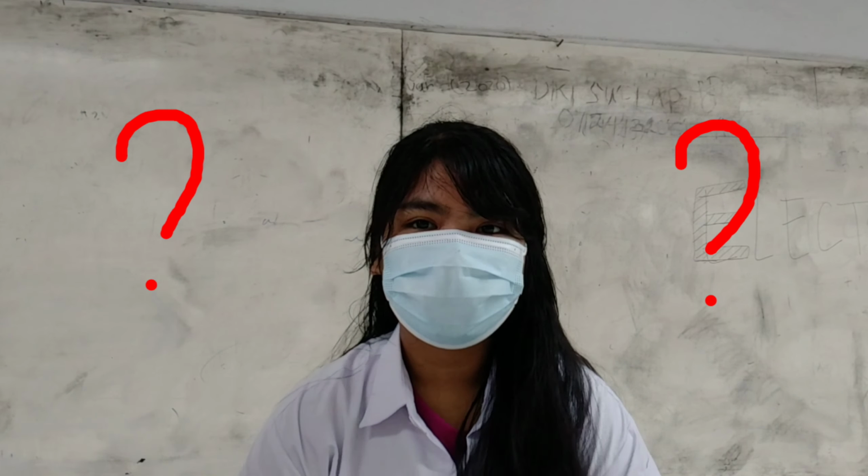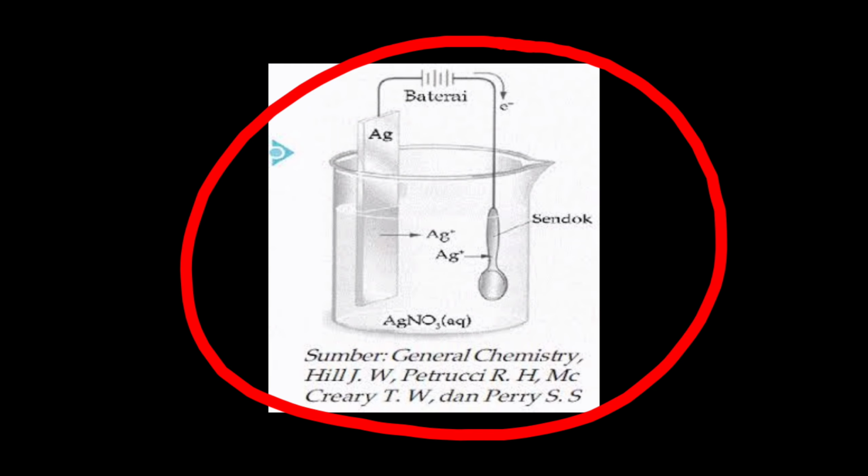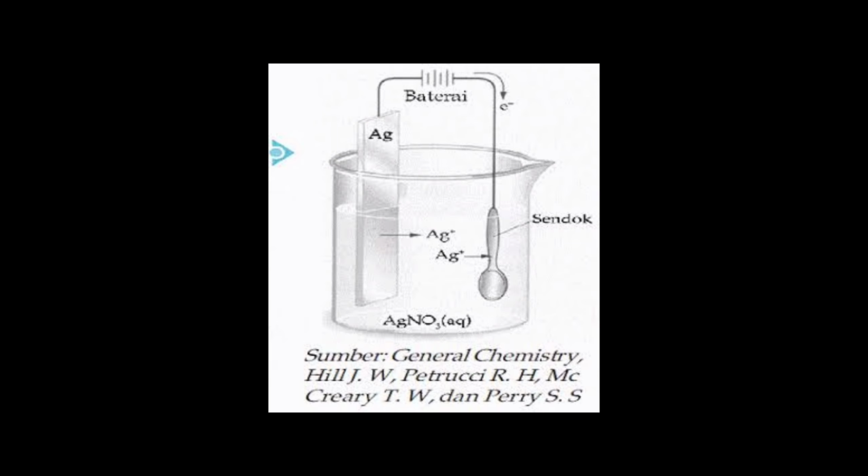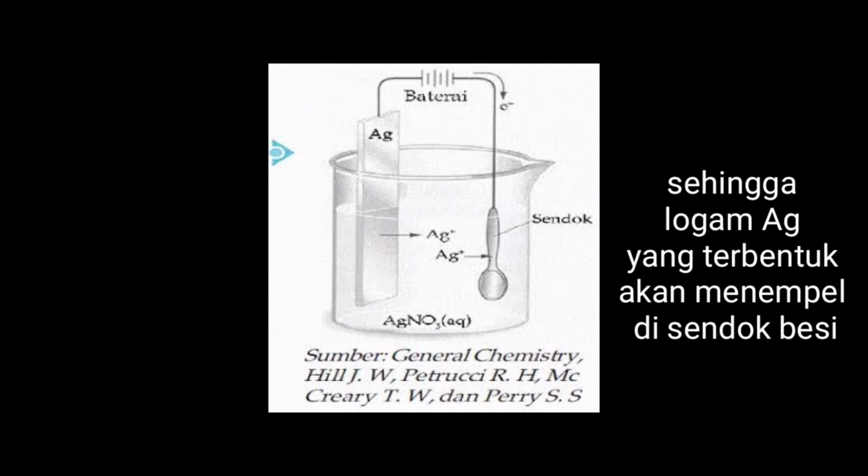So this is the image of silver plating on an iron spoon. You can see silver metal at anode as the active electrode will be oxidized, while the silver ion in the solution will go from the anode or positive pole to the cathode or negative pole and is reduced, so the silver metal that is formed will stick to the iron spoon.